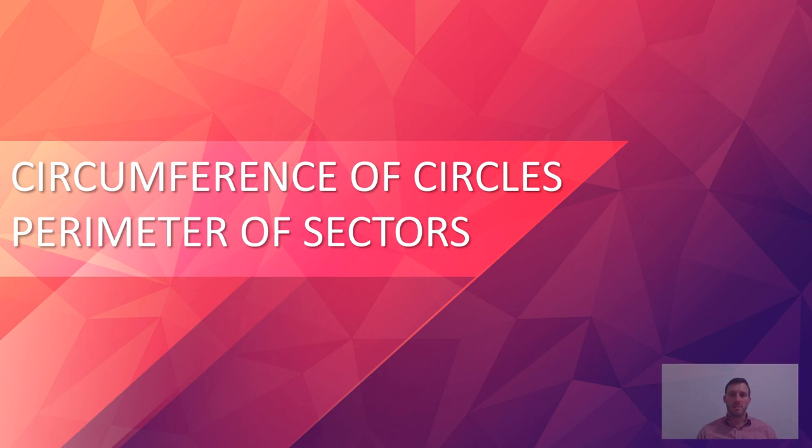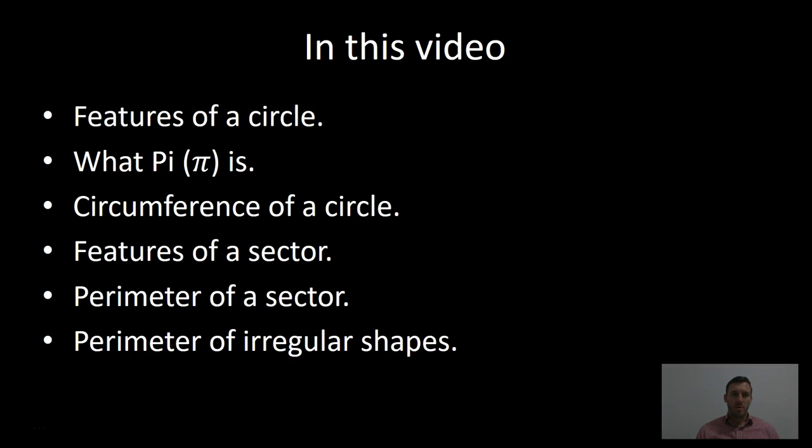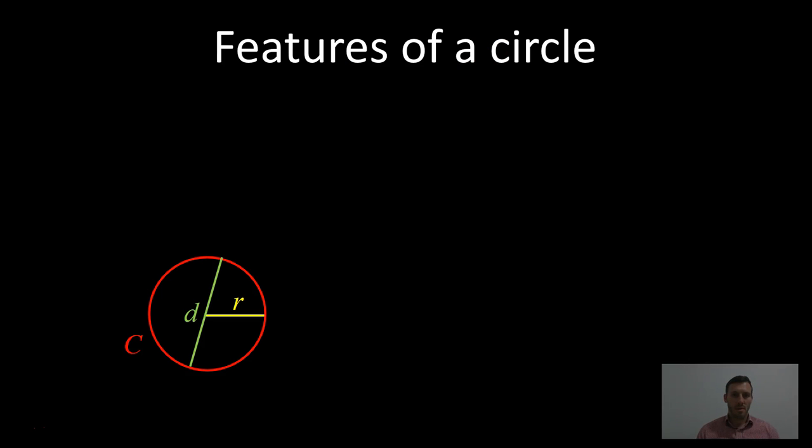This video on the circumference of circles and the perimeter of sectors is the second in a series on measurement. In the previous video, we looked at the perimeter of polygons, including the conversion of length units. Please have a look at that video if you need to revise those topics. In this video, we'll look at the features of circles, what pi is, the circumference of a circle, the features of a sector, the perimeter of a sector, and the perimeter of irregular shapes.